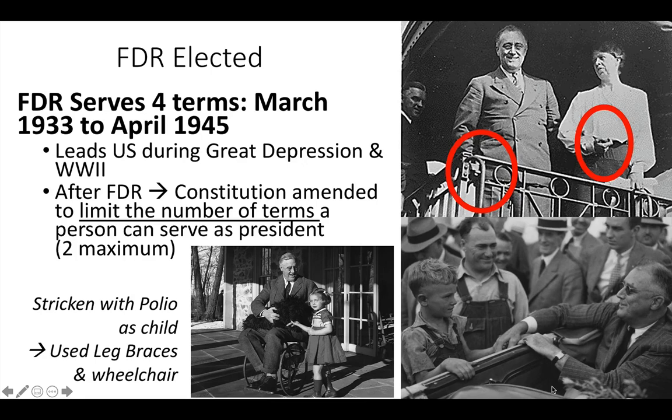FDR did not want people to know that he was disabled. There was a lot of prejudice against disabilities. People thought if you're physically disabled, it meant you were weak and things like that. And so he never wanted people to know he was disabled. Even though, as you can see on the left, when he was at home and with his family and in the White House, he was often in a wheelchair because the braces, he couldn't use those all the time. Most of the time he spent in the wheelchair.